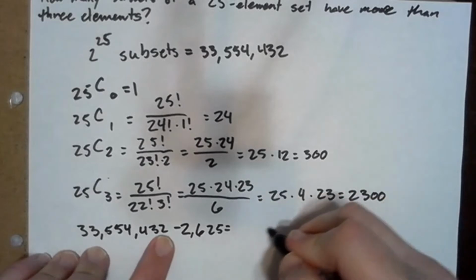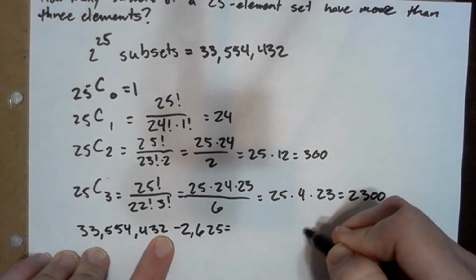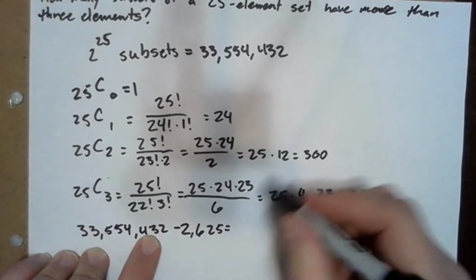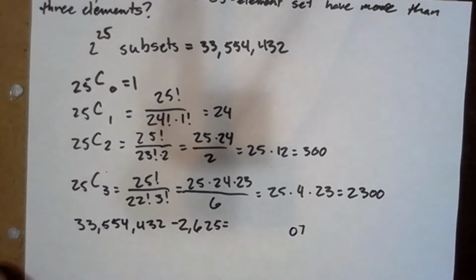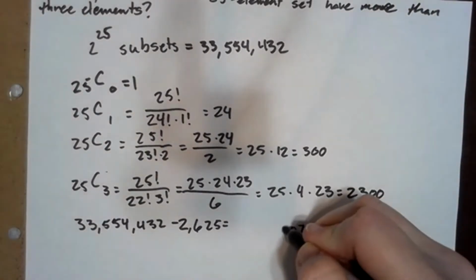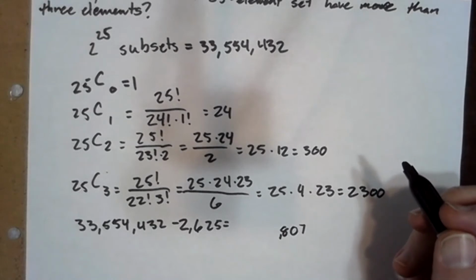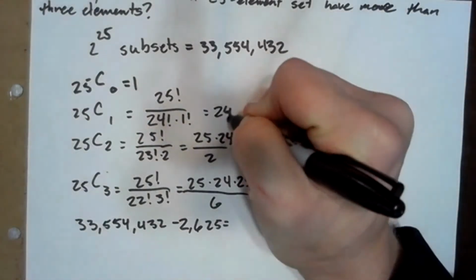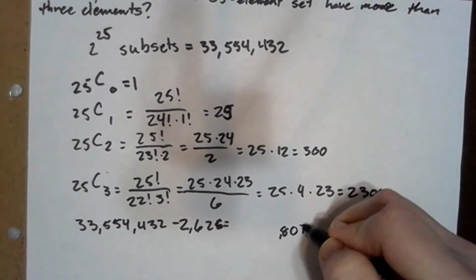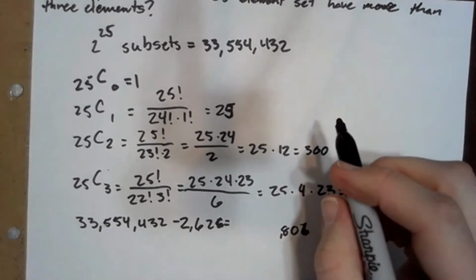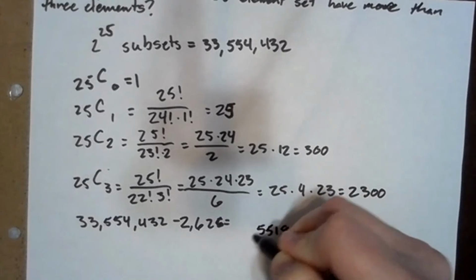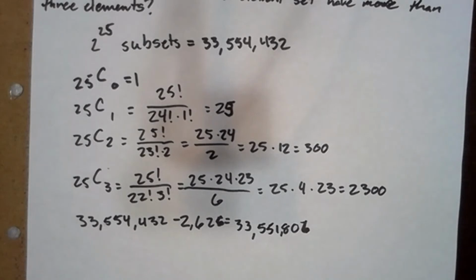Okay. It's going to be, let's see, 12 minus 7. It's 2 minus 2 is 0. Or minus 6, 14, that's going to be 8. I added one wrong. This should have been 25, not 24. There we go. So this should be 25, 26, which only makes this 1 less. That should be a 6. And then we've got a 1 here and 5, 5, 3, 3. 33,551,806 subsets with 4 or more elements, or more than 3 elements.